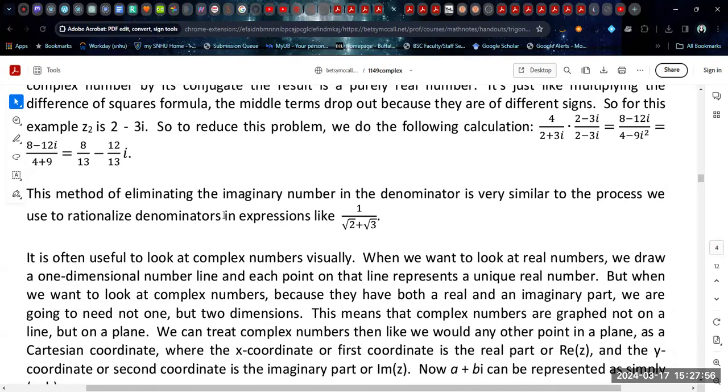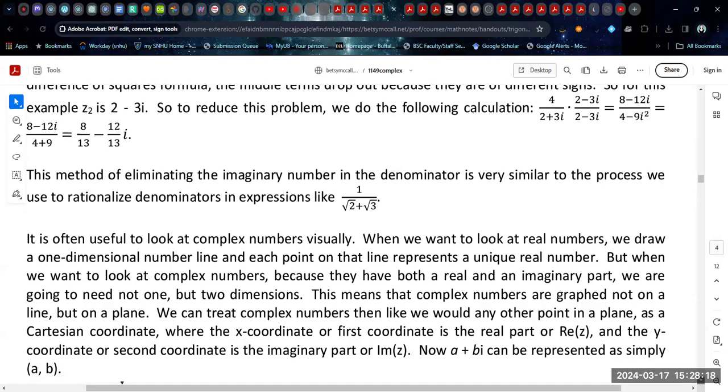This method of eliminating imaginary numbers in the denominator is very similar to the way we would rationalize expressions containing square roots. And the reason for that is simply because i is a square root. It is the square root of -1. And so the process that we use here and the process that we use here are basically the same thing.